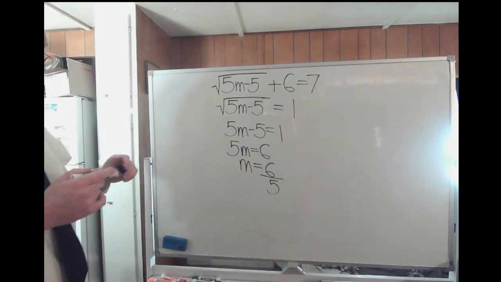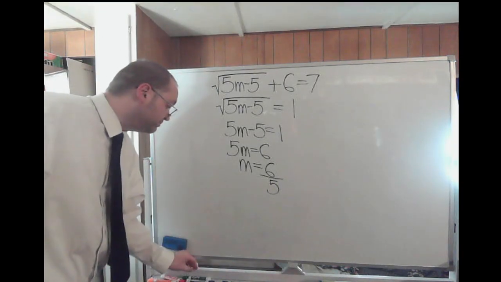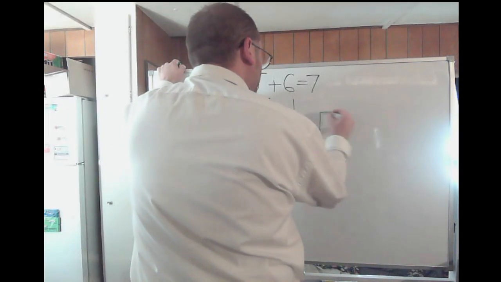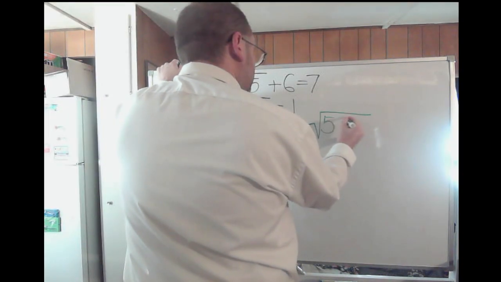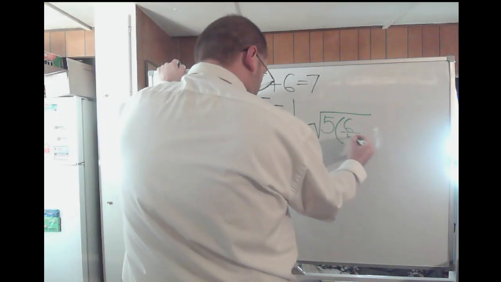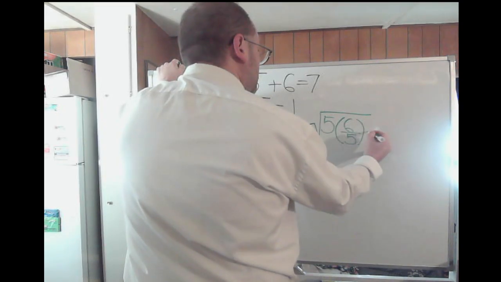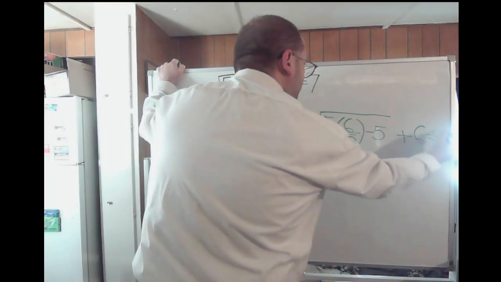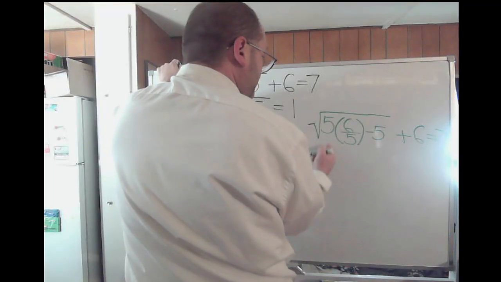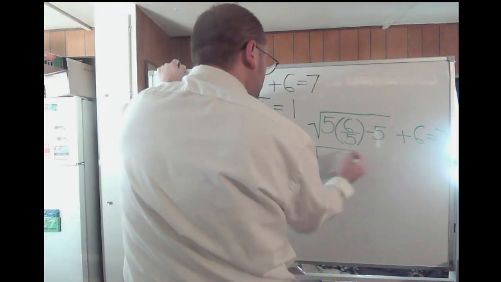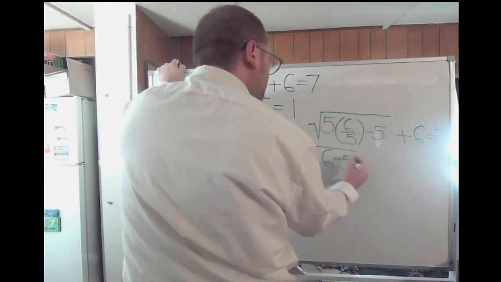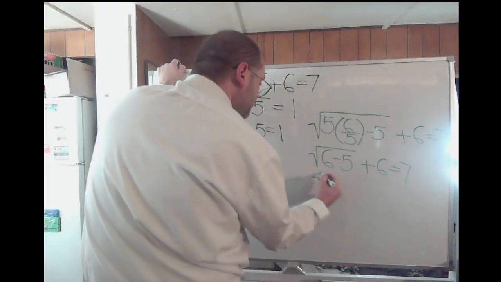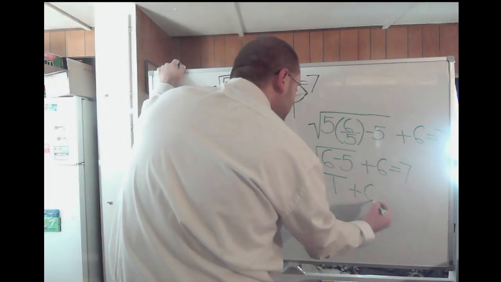But is 6/5 really going to be the solution? Let's find out. Let's put this into our original equation. Take the square root of 5 times 6/5 minus 5, all that plus 6, set equal to 7. In the square root, 5 times 6/5 gives you the square root of 6, then minus 5, all that plus 6, set equal to 7. The square root of 6 minus 5 turns into the square root of 1. Then you have plus 6 equal to 7.